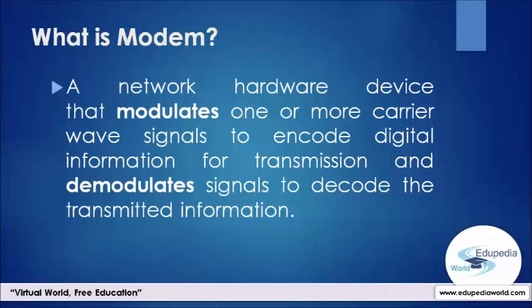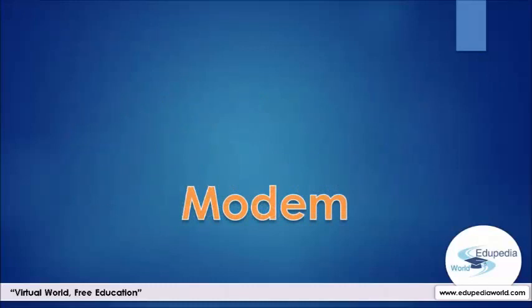It allows a computer to send and receive information over telephone lines by converting digital data into an analog signal used on phone lines. If you want a more general definition, you can say modem is a network hardware device that modulates one or more carrier wave signals to encode digital information for transmission and demodulate signal to decode the transmitted information. So now, can you guess how this word modem was originated?